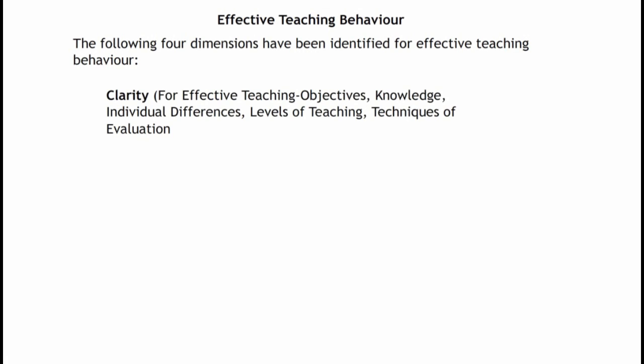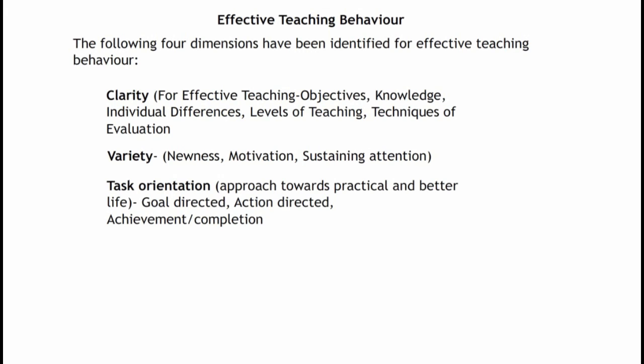The first one is clarity. For effective teaching, objectives, knowledge, individual differences, level of teaching, and techniques of evaluation are important. Everything you impart to students should be very clear. That's the first point. The second point is variety. There should not be dullness or fatigue in students while you are teaching. You should try to impart newness or new motivations, and get more attention by variety in teaching.